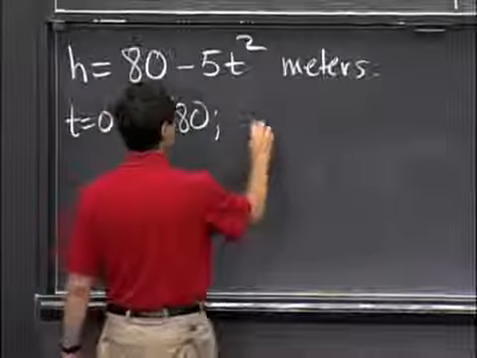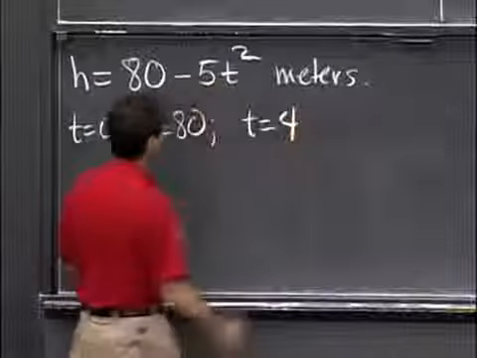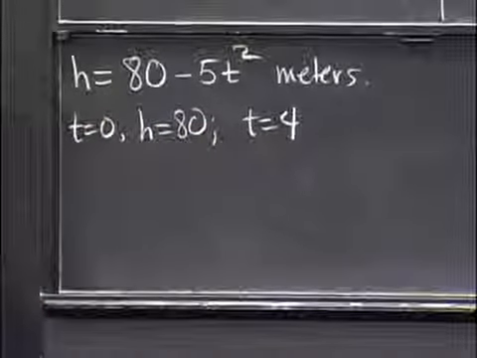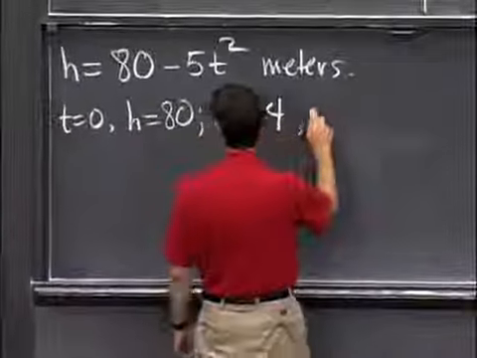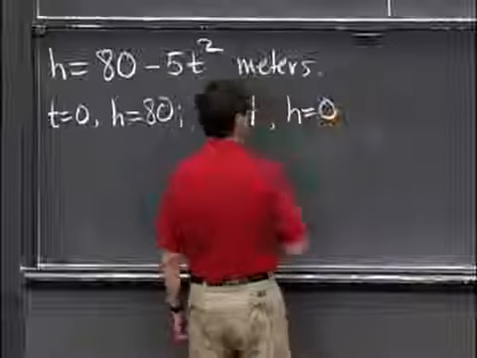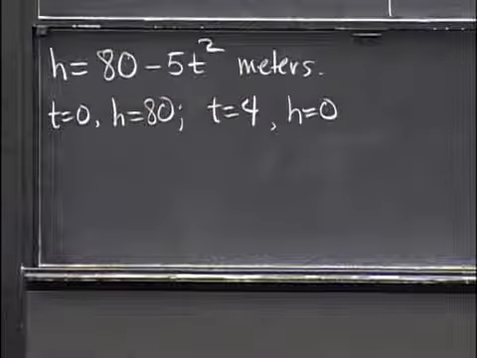And at time t equals 4, you notice 5 times 4 squared is 80. So I picked these numbers conveniently so that we're down at the bottom.